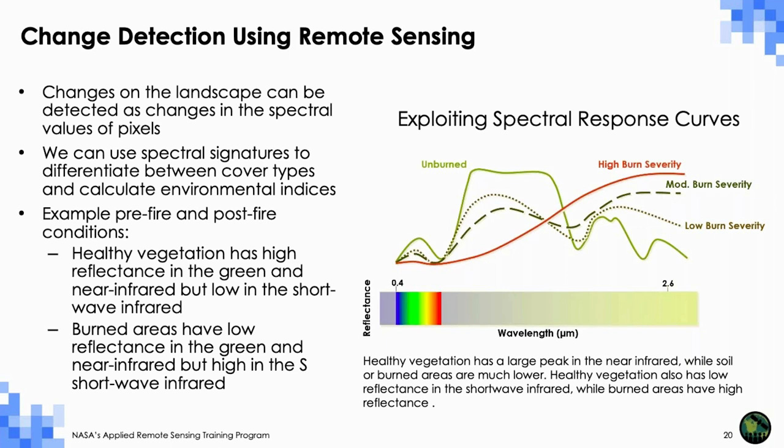But in this example, we see that healthy vegetation, represented by the green line, has high reflectance in the near infrared, but low reflectance in the shortwave infrared. But burned areas are the opposite, with low reflectance in the near infrared and higher reflectance in the shortwave infrared. And so this is just an example of our use of spectral signatures to complete this change detection time series analysis. So you can use that information, specifically in this case, not only to detect burn areas, but to detect the severity of burns as well.